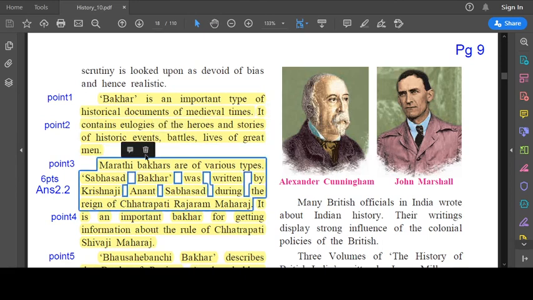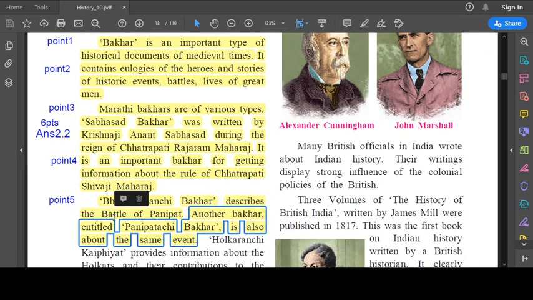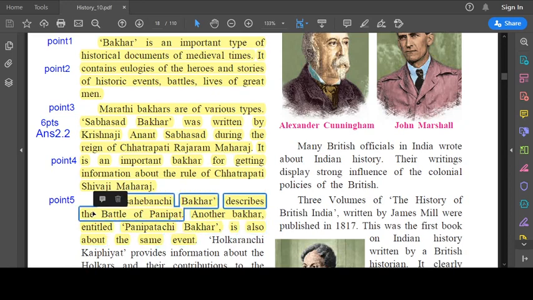Third, Marathi Bakhars are of various types. Sabhasad Bakhar was written by Krishnaji Anant Sabhasad during the reign of Chhatrapati Rajaram Maharaj. Fourth point, it is an important Bakhar for getting information about the rule of Chhatrapati Shivaji Maharaj. And your fifth and the last point, fifth point, yes. Bhausahebanchi Bakhar describes the battle of Panipat.